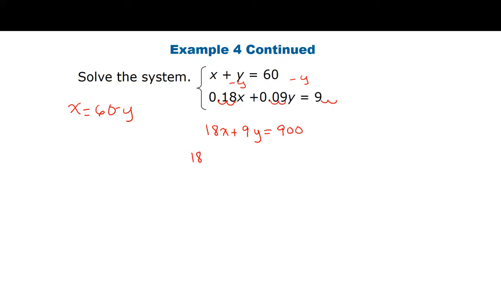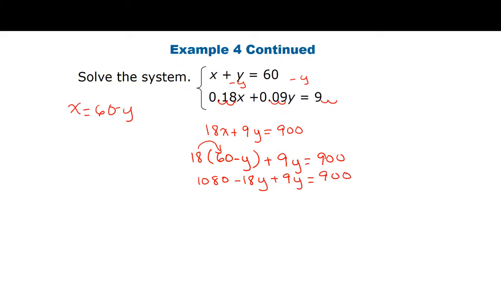I'm going to say 18 times my x, which is 60 minus y, plus my 9y equals 900. Okay, and when I distribute my 18 to 60, 18 times 60 is 1080 minus 18y plus 9y equals 900. All right, so I'm going to put all my like terms together. Negative 18y plus positive 9y is negative 9y. And I'm going to go ahead and subtract 1080 from both sides.